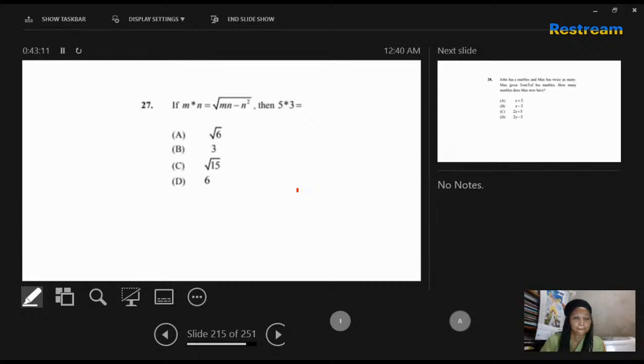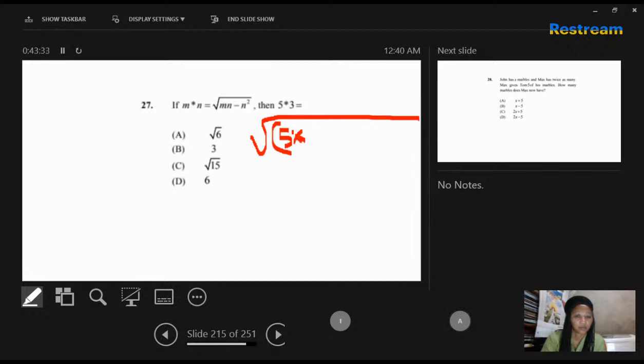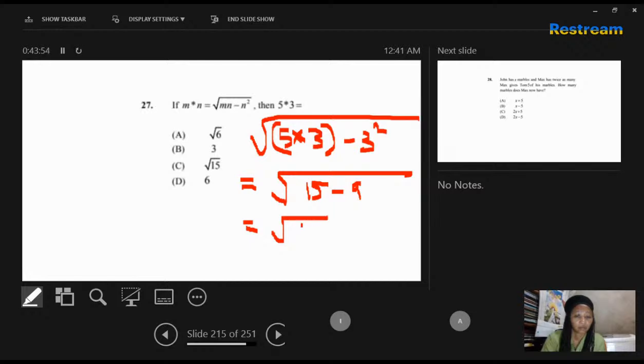If m star n is equal to root mn minus n squared, then 5 star 3 is equal to, so 5 is equal to m, 3 is equal to n, or 5 times 3 minus 3 squared, or 15 minus 9, so 6. The answer is A, so it's 6.